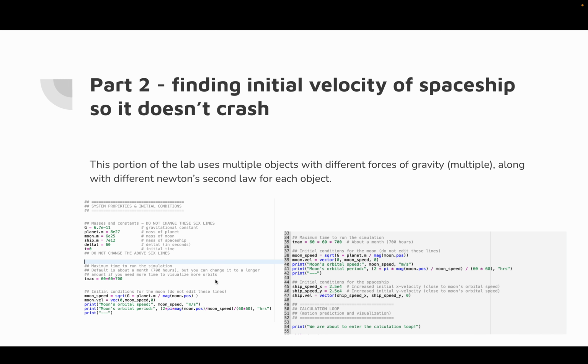For part two, this is finding the initial velocity of a spaceship so it doesn't crash. We played around with the initial velocity a lot. We settled on 2.5 times 10 to the 4 for both the y and x directions of the initial velocity of the spaceship. You can see here that we have our initialized conditions like the mass of the planet, the mass of the moon, the mass of the ship, and the initial velocity.